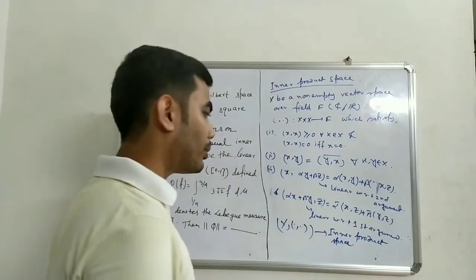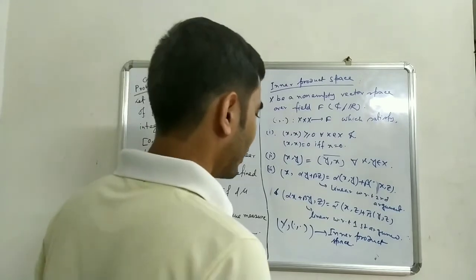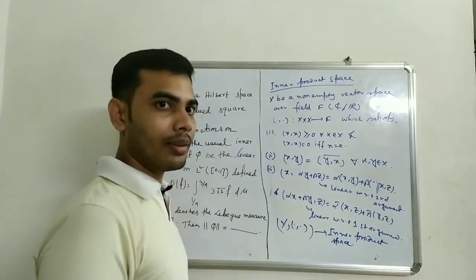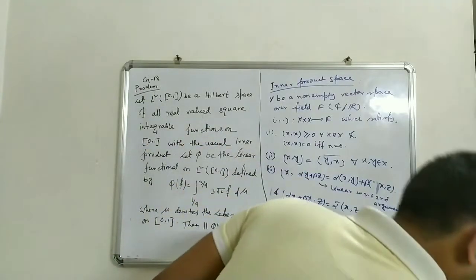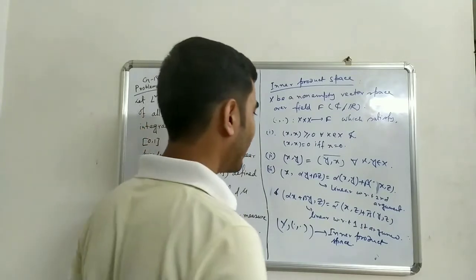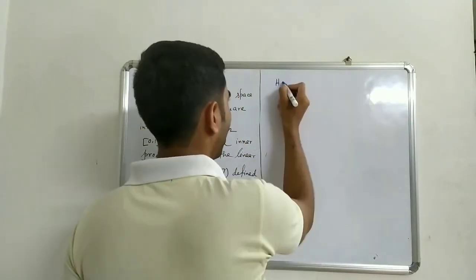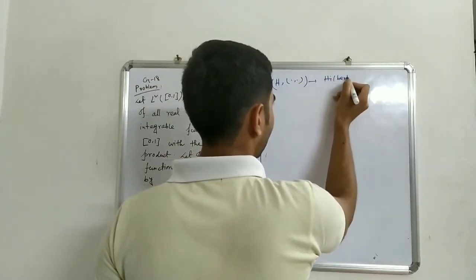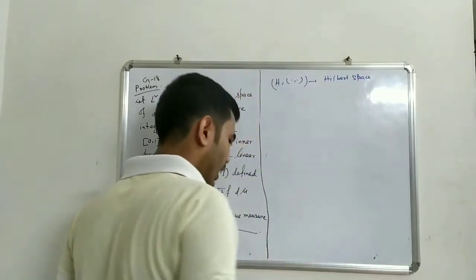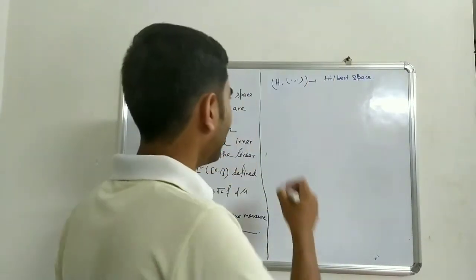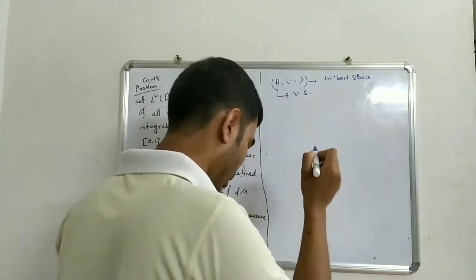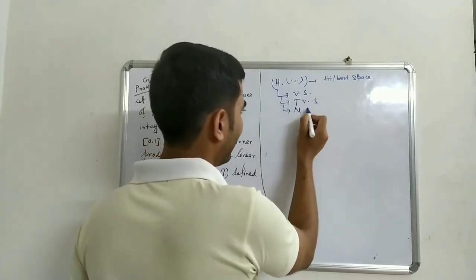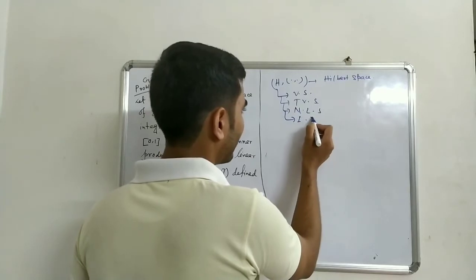And when this inner product space is complete, then we say that this is a Hilbert space. So a Hilbert space is a complete inner product space. Clear? A complete inner product space is called a Hilbert space, and we denote the Hilbert space by H with the inner product. And if H is a Hilbert space, then this is also a vector space, a topological vector space, a normed linear space, and an inner product space.